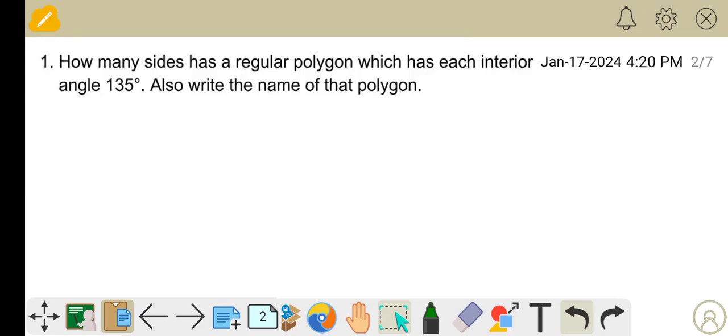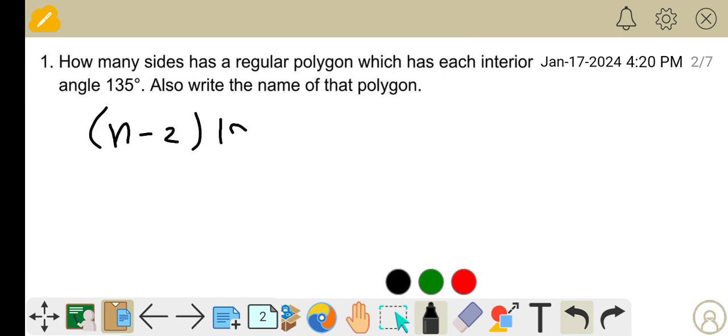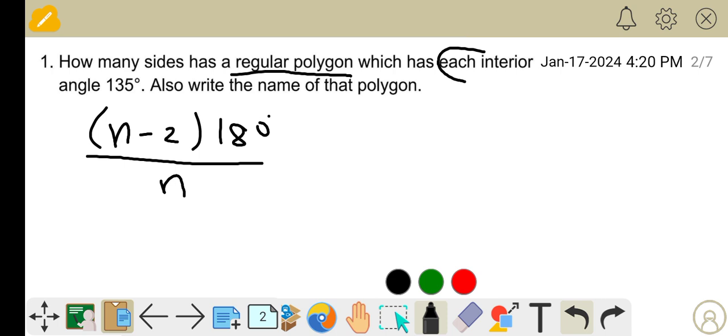The first question was: how many sides does a regular polygon have if each interior angle is 135 degrees? We already know that the sum of the interior angles in any polygon can be written as (n minus 2) into 180 degrees. But in the case of a regular polygon, each angle is equal, so if we divide this expression by n, we get each interior angle. Each interior angle is given as 135 degrees, so this expression should be equal to 135 degrees.